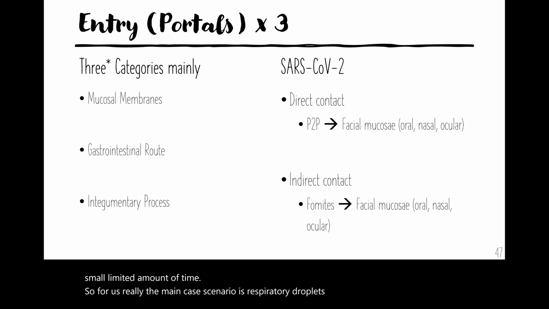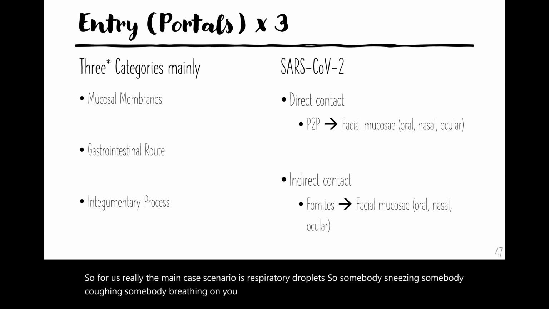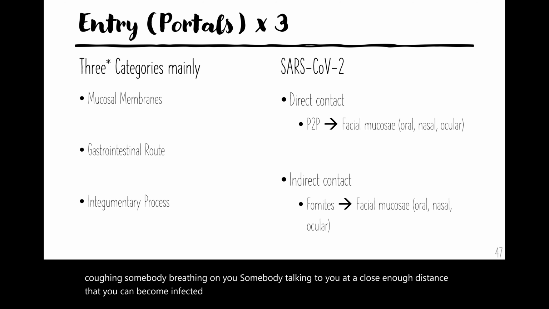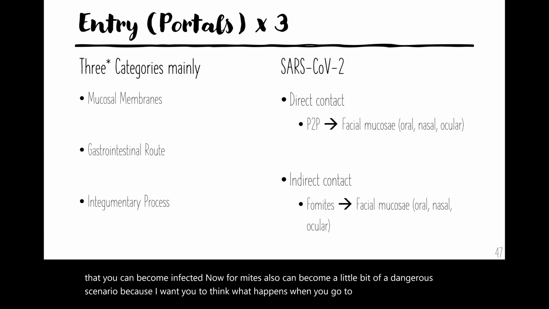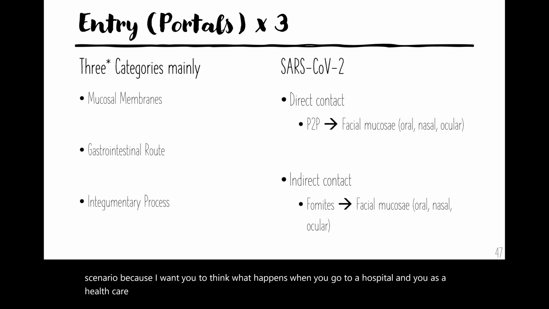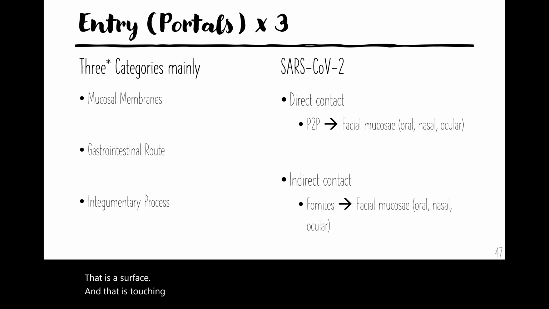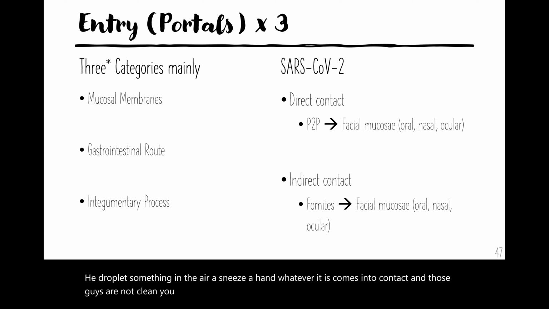Somebody sneezing, somebody coughing, somebody breathing on you, somebody talking to you at a close enough distance that you can become infected. Now, fomites can also become a little bit of a dangerous scenario, because I want you to think what happens when you go to a hospital. You, as a healthcare provider, technically are in contact with fomites all the time. Think about the use of a stethoscope, for example. That is a surface, and that is touching other people. And so for whatever reason, a droplet, something in the air, a sneeze, a hand, whatever it is, comes into contact, and those surfaces are not clean, you could feasibly transmit it to somebody else.